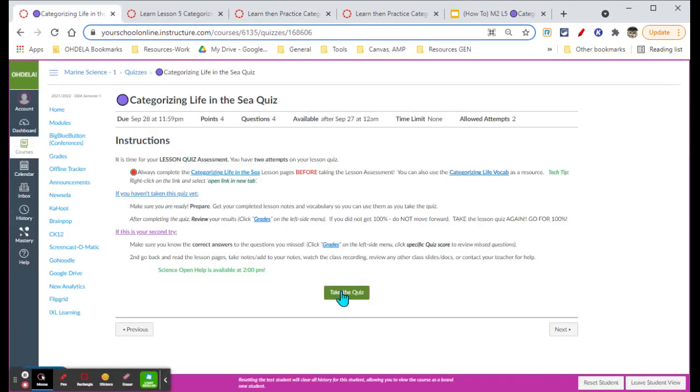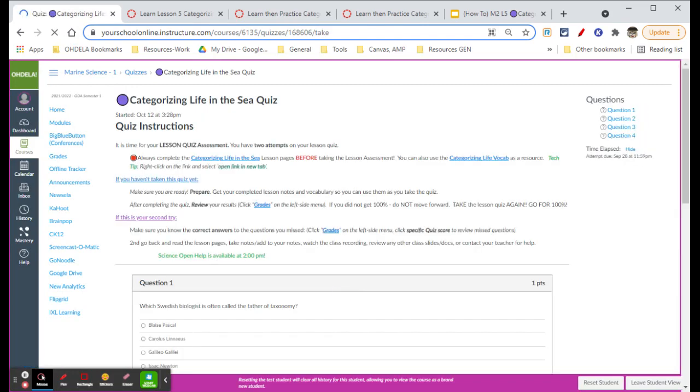If we start the quiz, we click Take the Quiz. Notice it does say some information in terms of details, total points, due date, and it does say you have 2 attempts. So if we don't earn 100% on our first attempt, we can retake it.